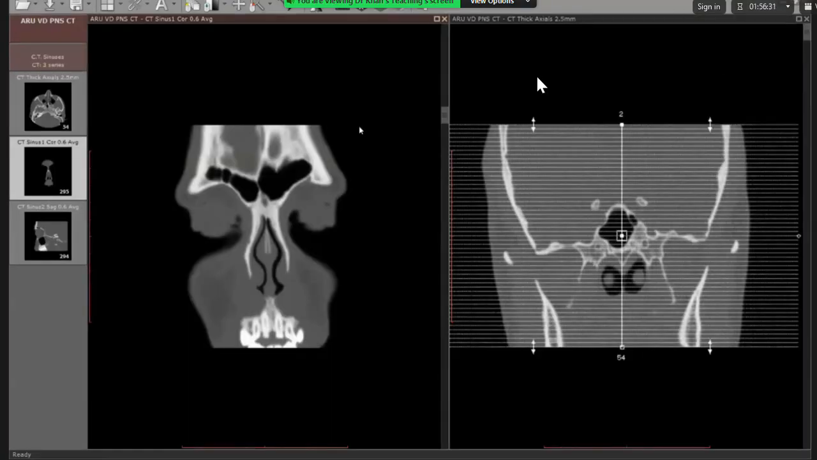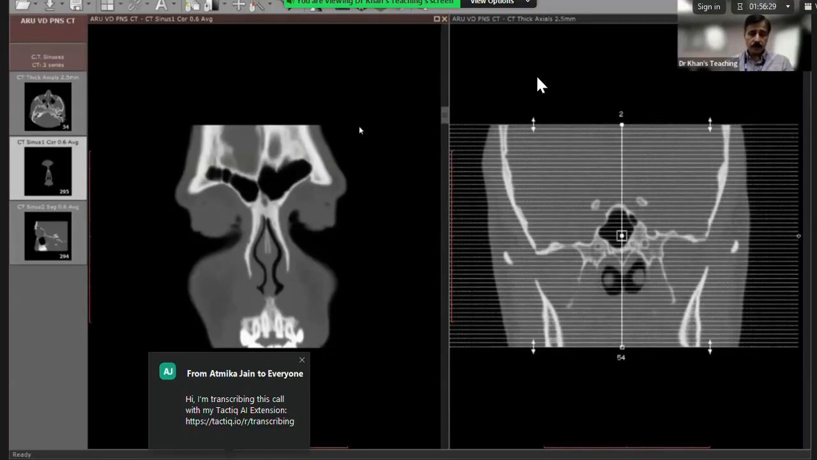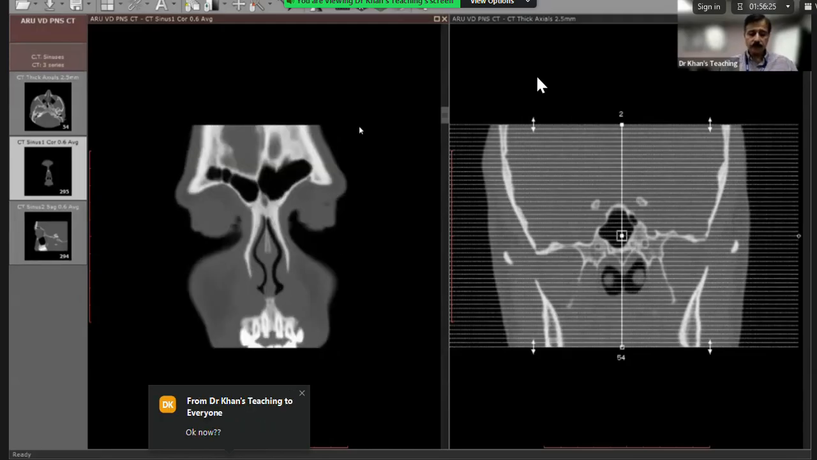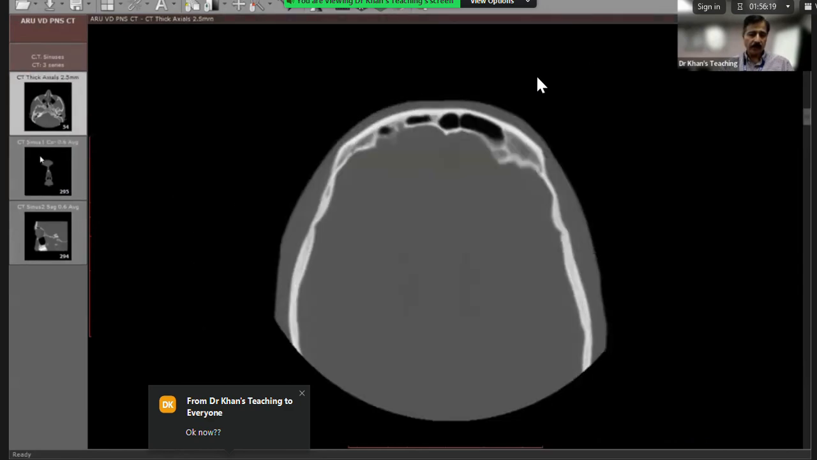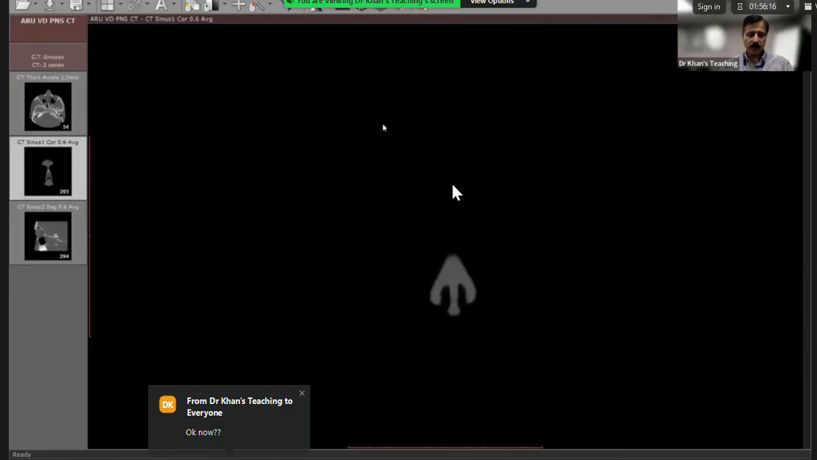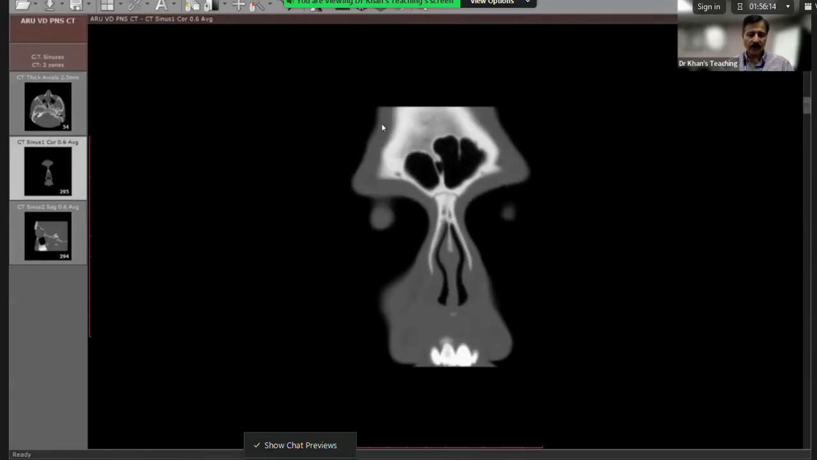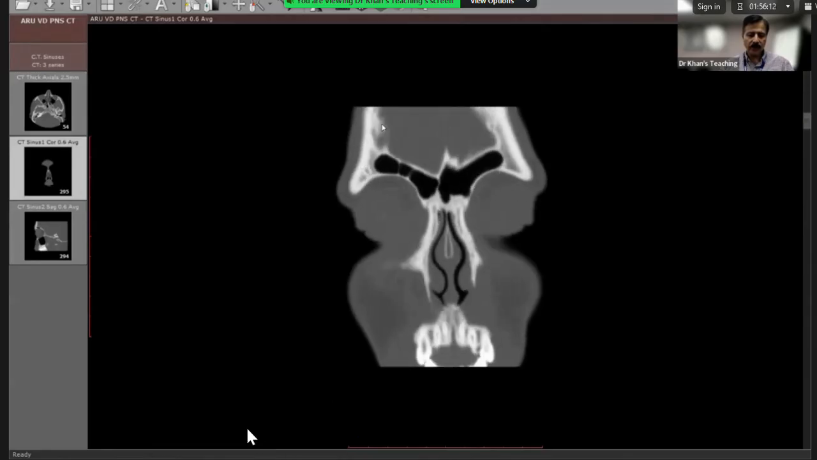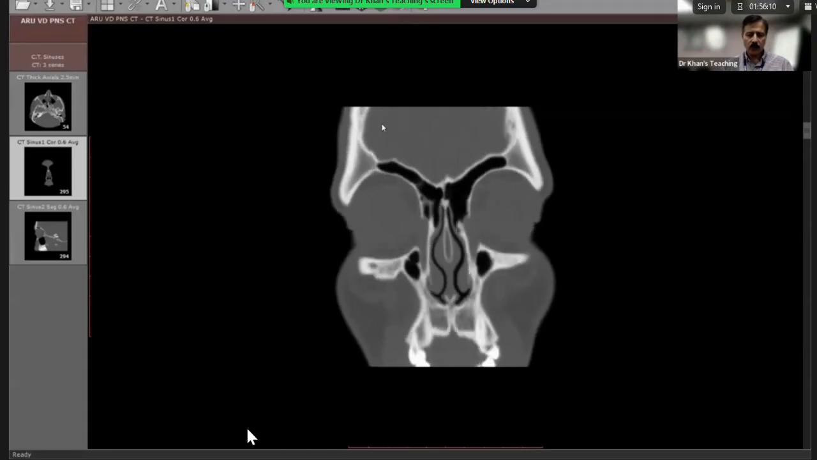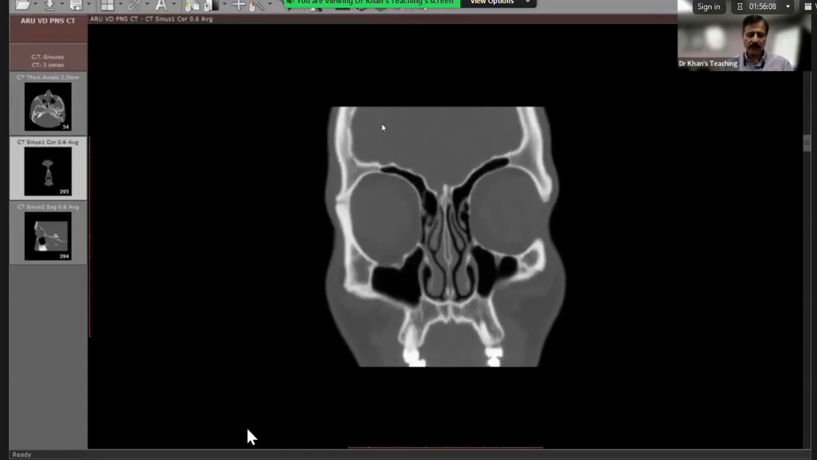Okay. So now we are going to go through the anatomy on CT of a paranasal sinus, and the best initial plane to evaluate the CT scan of the paranasal sinus is a coronal. So coronal is the best plane.